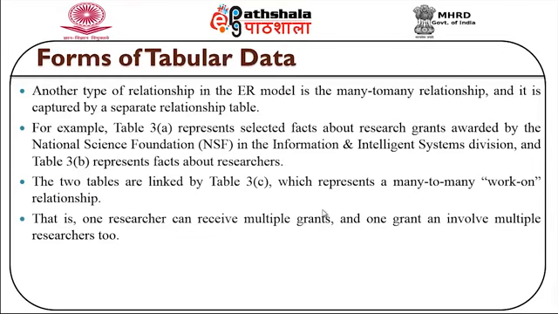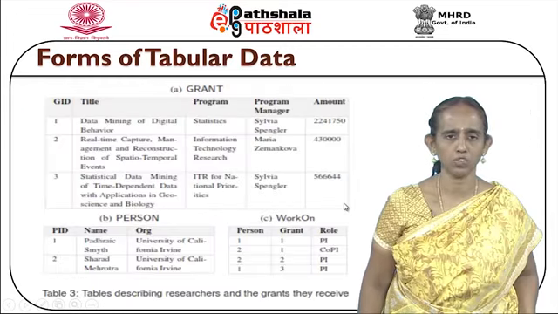Another type of relationship in the ER model is a many-to-many relationship, and this is being captured by a separate relationship table. For example, 3A represents selected facts about research grants awarded by NSF, that is the National Science Foundation, in the Information and Intelligence System division. Table 3B represents the facts about each researcher. The two tables are linked by another table which represents a many-to-many work-on relationship. That is, one researcher can receive multiple grants and one grant can involve multiple researchers also.